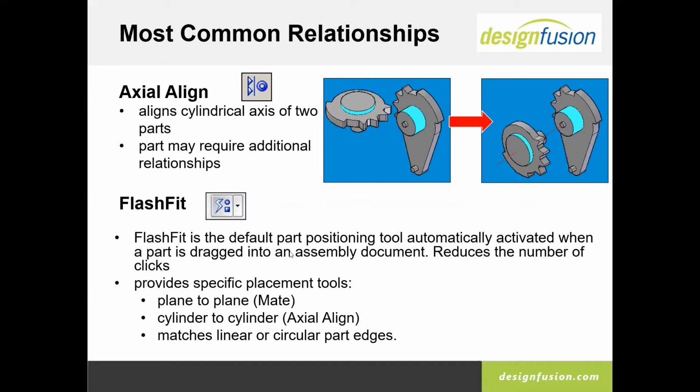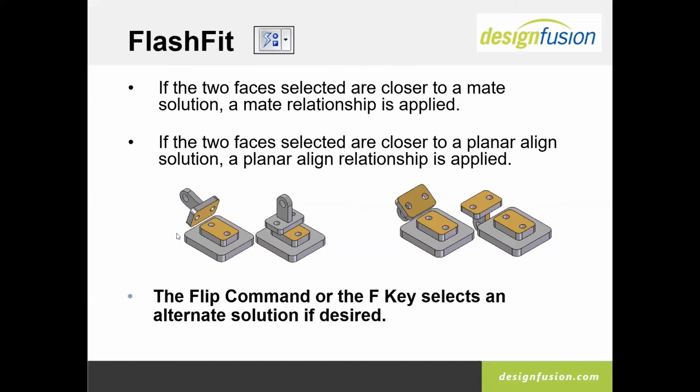Flash fit. Flash fit does rapid positioning based on your selection of planes. So for example, if you select 2 planes like this, if the planes are closer together, less than 90 degrees apart, they will create a mate relationship. Greater than 90, they will create a planar relationship. Simply click on the flip command or the F key on your keyboard to toggle between the 2 selections. If you happen to pick 2 holes, they will automatically align them based on the axis. So it's a great way for doing some quick standard placements.